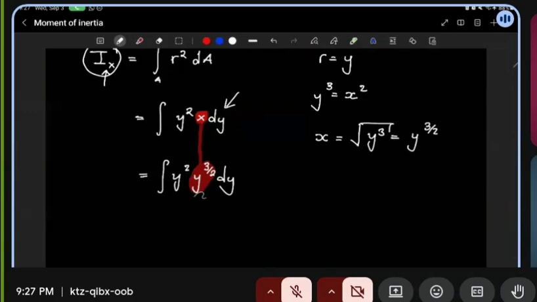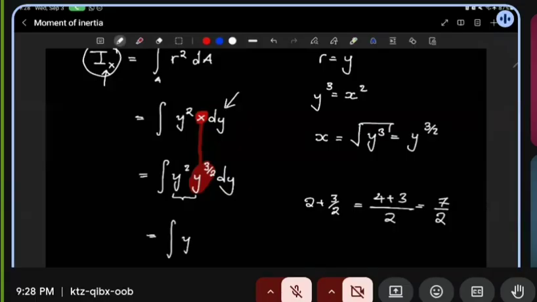Okay. So if we followed up to here, we can combine these two. Since we are multiplying y squared and y to the power 3 over 2, same base, we can just add the powers. So we're basically going to have 2 plus 3 over 2. Denominator is 2 there, and then we're going to have 4 plus 3. This looks like a 7 over 2. So please verify that.